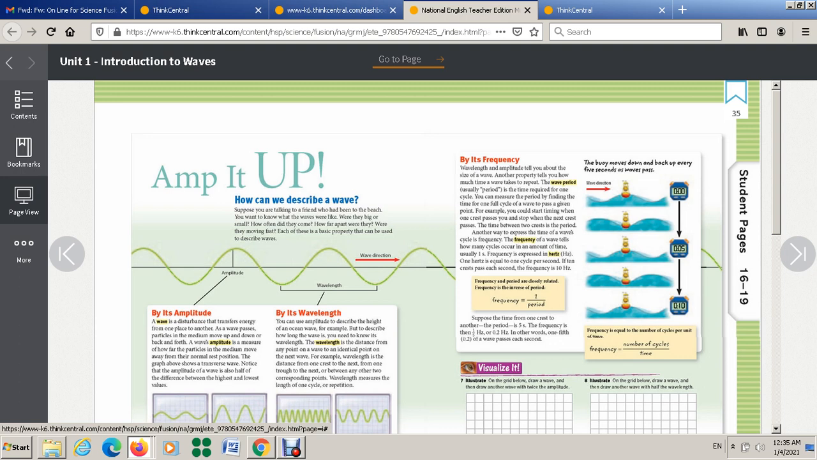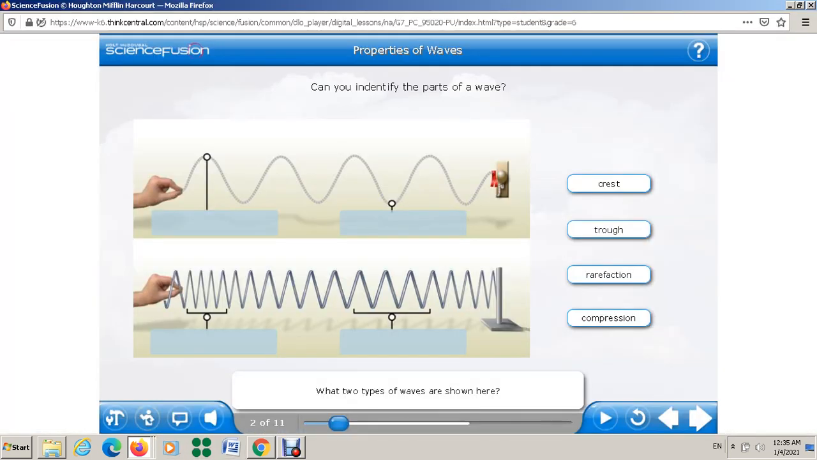Okay, let's start to talk about the things that we use to describe the waves. Before we start, I want to show you this one first. As you see here, you have two types of waves. One is going up and down, perpendicular. The other one is parallel. Let's talk about the parts.